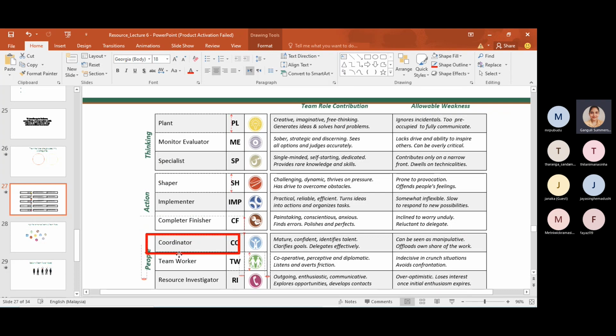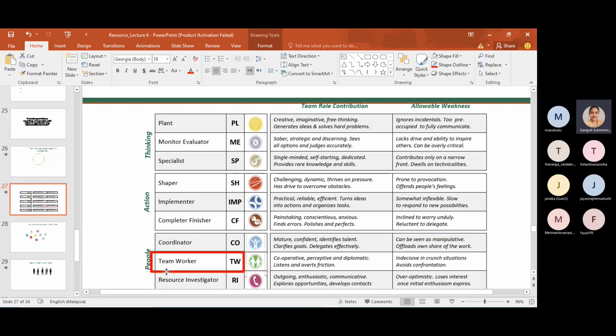And coordinator. A coordinator is a mature, confident person who can clarify goals and distribute work effectively among the team members. The weakness of this person is that this person can be seen as manipulative. And sometimes this person might struggle to complete their own workload. So that can be a weakness.